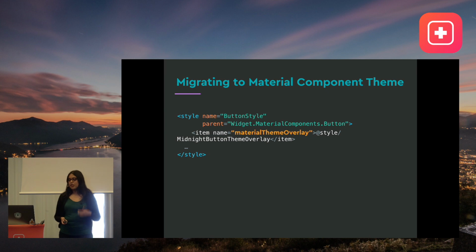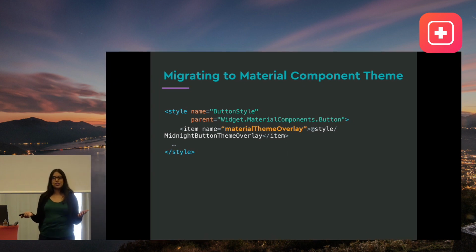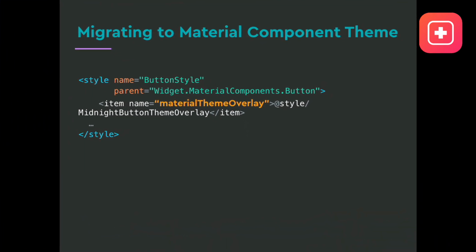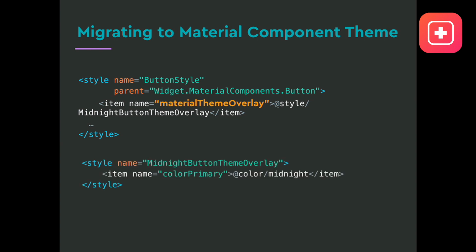So let's see how this works. Material Theme Overlay is an attribute that you can set in your style, and you want to set it to a good old theme overlay, where you're overriding only what you need to override. In this case, I only want to override the color primary because I want the button backgrounds in my entire app to have this midnight color, which is not my color primary. And then I can use the material button style default style attribute to point to this style, which will then override all of the button backgrounds in my app to this midnight color.